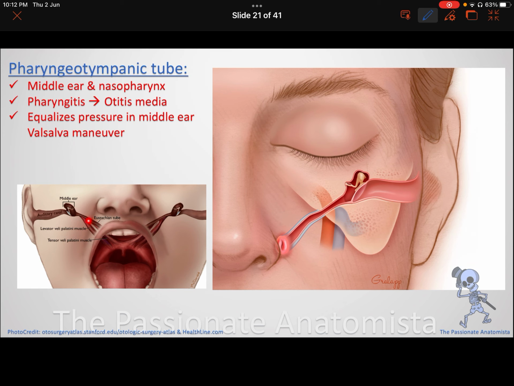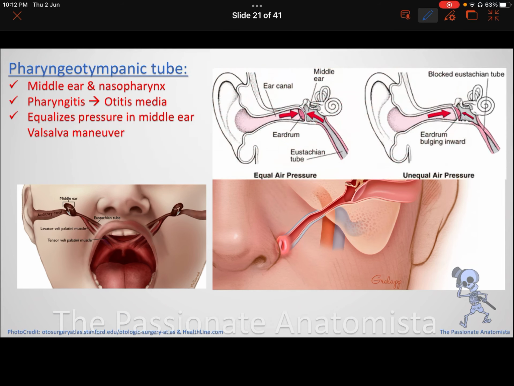It is actually closed. But if we have a pressure change, it's already closed, so you're going to have the eardrum sucked inside. In that case, you need to open it. And that is going to happen thanks to two important muscles, the levator palati and the tensor palati. You also have contributions from other muscles, but these are the most important ones.